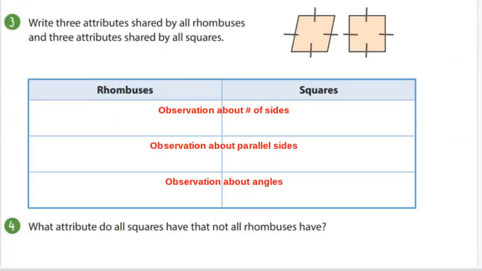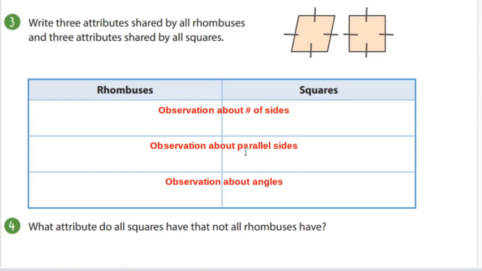All right, so here we have 2 more shapes that we're looking at, and we want to write 3 attributes shared by all rhombuses and 3 attributes shared by all squares. So this one here that looks a little slanted, that's your rhombus. And this one over here is your square. So I kind of gave you a clue of what you're going to be writing in your workbook. The first thing I want you to do is make an observation about the number of sides. And I want you to fill it in for rhombuses and for squares.